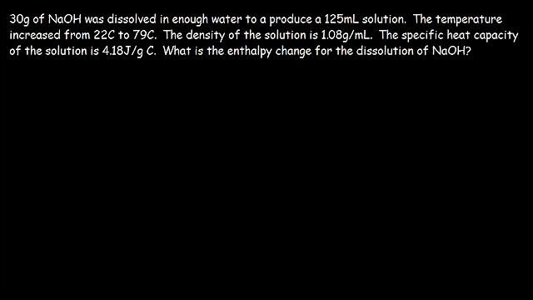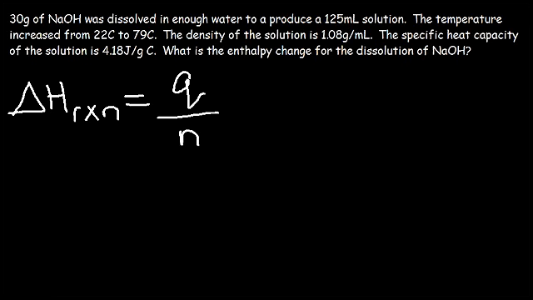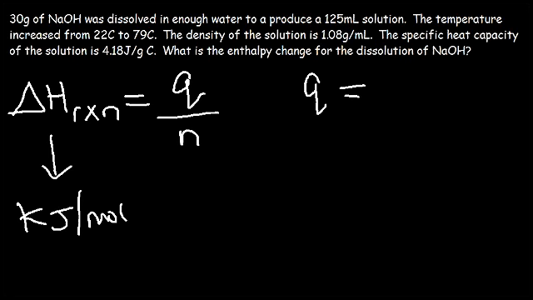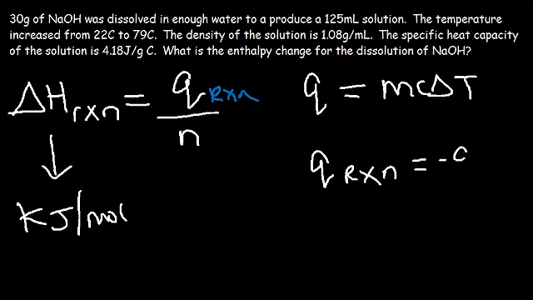Now let's talk about how we can solve this particular problem, how we could find the enthalpy change. If you want to find the enthalpy change of the reaction, it's going to be Q divided by N. Usually the units of delta H are in kilojoules per mole. Now we could find Q using this equation, Q equals mc delta T. But you need to be careful though. This is Q of the reaction. Q of the reaction is equal to negative Q of water. So if water absorbs 1,000 joules of heat energy, that means the reaction releases 1,000 joules of heat energy.